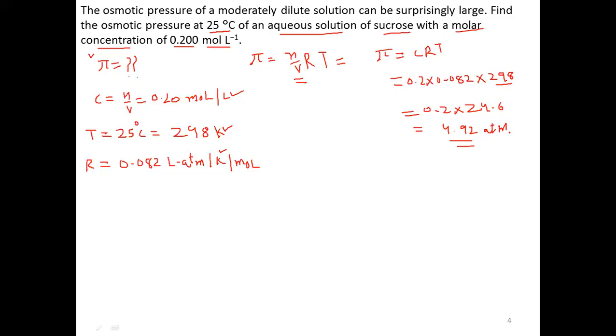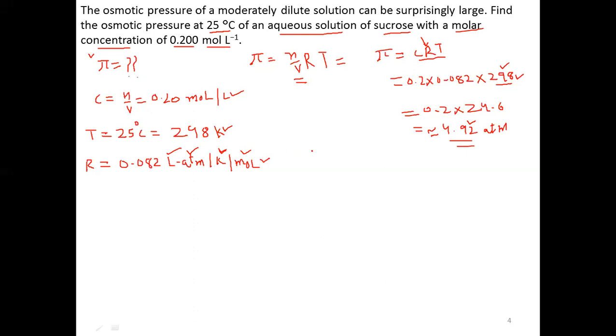Here I have used just one approximation to make our calculations easy. If you don't have a calculator, take it as 300. So we will write approximately 4.92 atmosphere. Okay, so it was again an easy numerical. We just have to put the values. Just one thing to keep in mind, the units have to be the same. All the units have to be in this format: volume in liter, pressure in atmosphere, temperature in Kelvin, and number of moles in moles. We can calculate the number of moles.